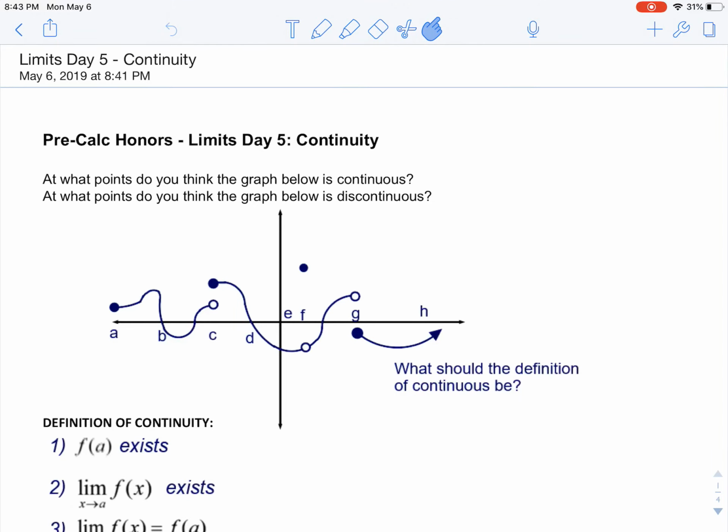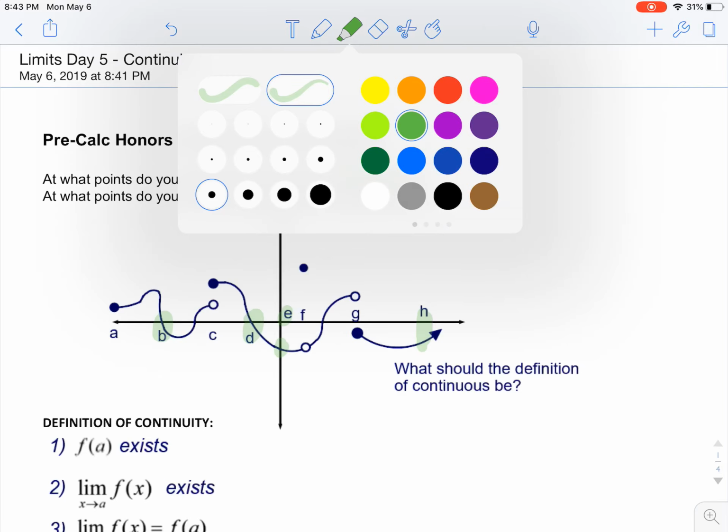The last lesson for this chapter is day 5, continuity. So if we look at this graph, what points do you think are continuous? The continuous points would be at B, it's continuous. At D, it's continuous. At E, right over here, it's continuous. And at H, because it keeps going over to the right. So those are continuous, highlighted in green.